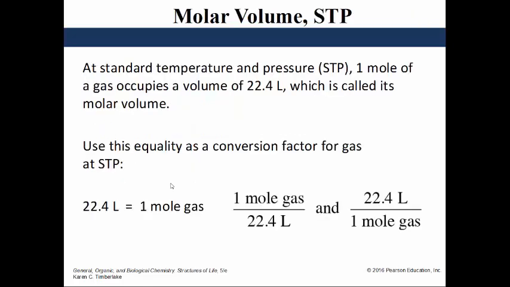Now at standard temperature and pressure, 1 mole of a gas occupies a volume of exactly 22.4 liters. This value is called the molar volume. Again, these are equivalent values, so 22.4 liters is the same thing as 1 mole of a gas. And here are some ratios to compare: 1 mole of gas equals 22.4 liters. Depending on what unit you're trying to get rid of and what unit you're trying to find will determine which one of these will be on top and which one will be on the bottom.